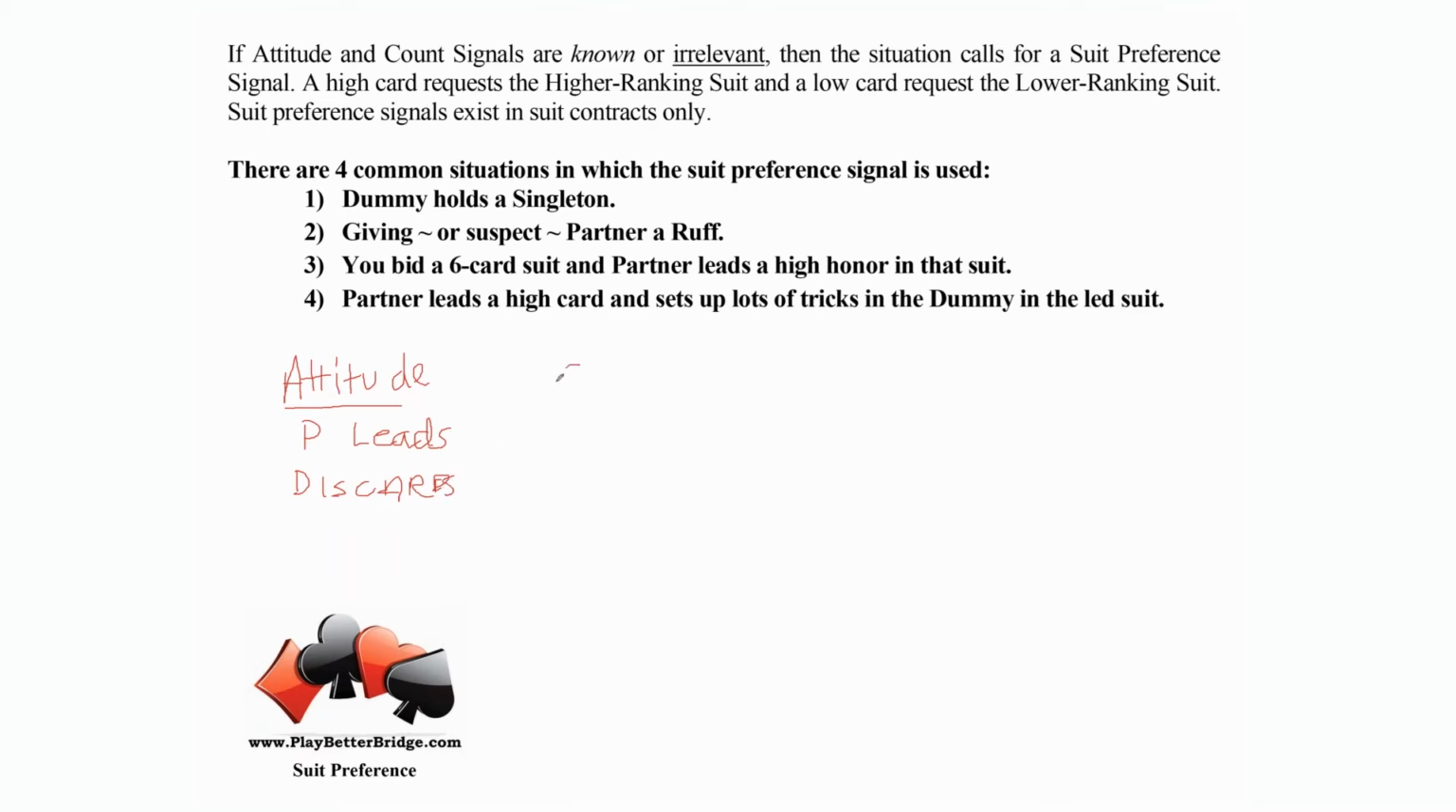Then we took a look at the count signal and we said to ourselves, okay, if the attitude signal is known or irrelevant, then our signal defaults to count. And that's when declarer leads. We'll put a D for declarer. And when we are returning partner's led suit. So we'll put RT, partner's led suit. Right? So those are our two situations for count.